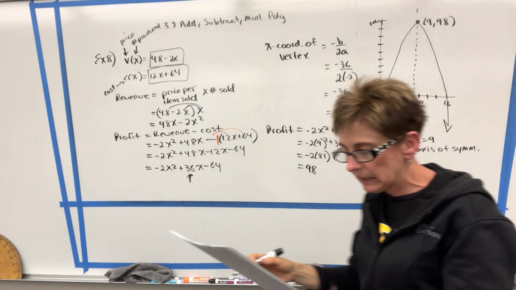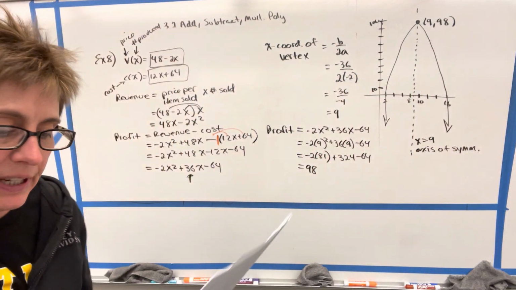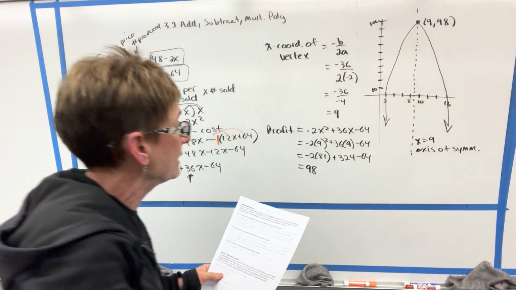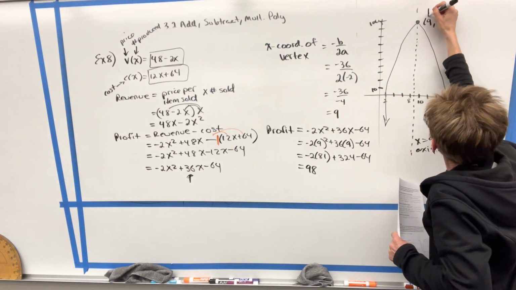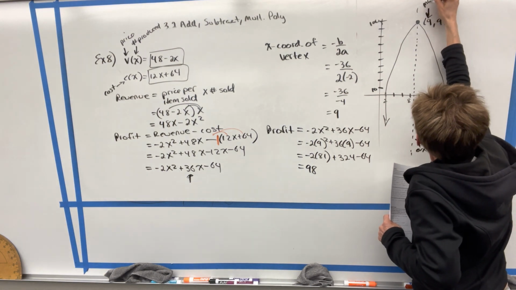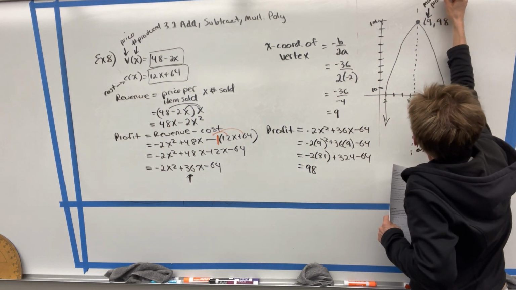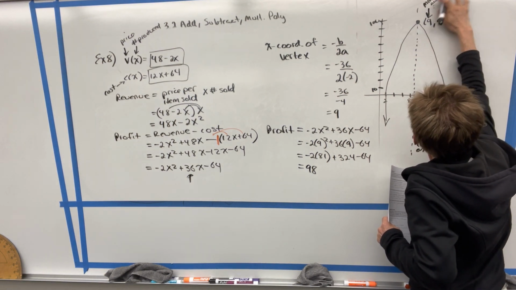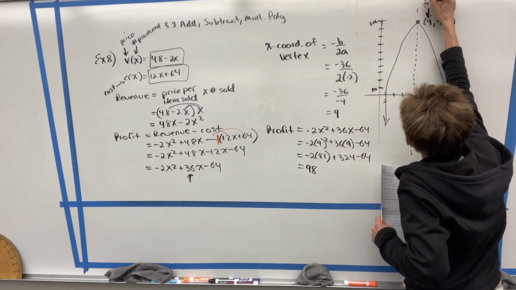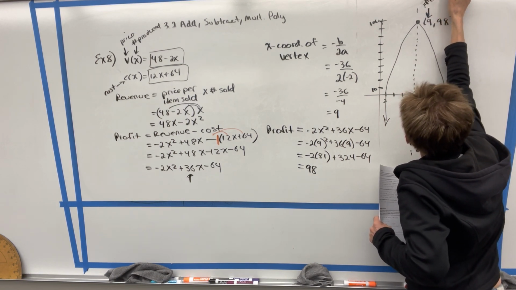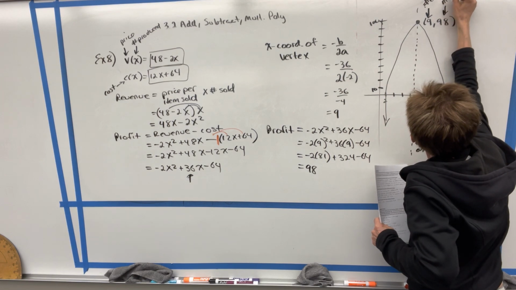So the question is, how many wind chimes should Carolina sell each week to maximize her profit? The answer is going to be 9. The maximum profit is actually 98, but this is the number of chimes to get your maximum profit.